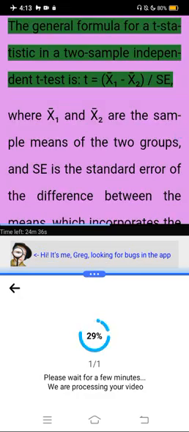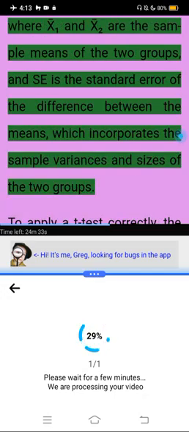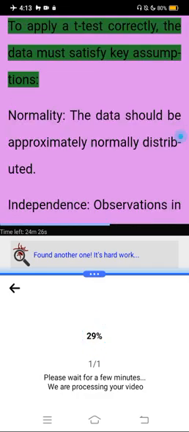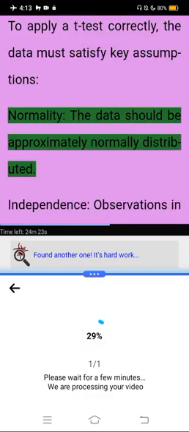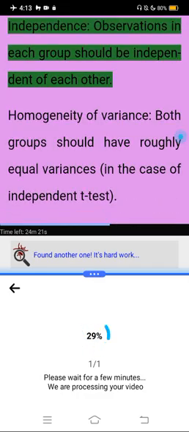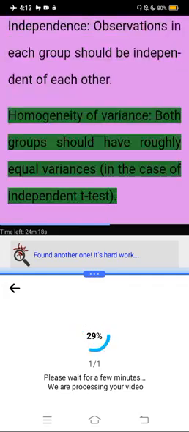The general formula for the t statistic in a two-sample independent t-test is t equals (x̄1 - x̄2) / SE, where x̄1 and x̄2 are the sample means of the two groups, and SE is the standard error of the difference between the means, which incorporates the sample variances and sizes of the two groups. To apply a t-test correctly, the data must satisfy key assumptions. Normality: the data should be approximately normally distributed. Independence: observations in each group should be independent of each other.